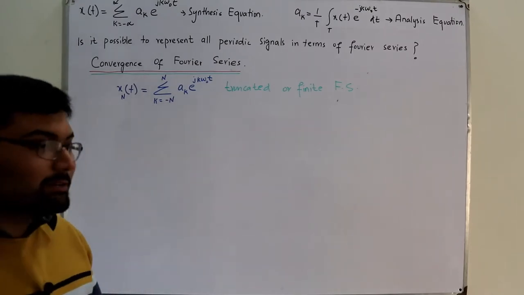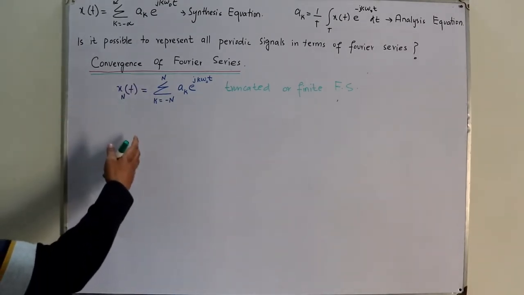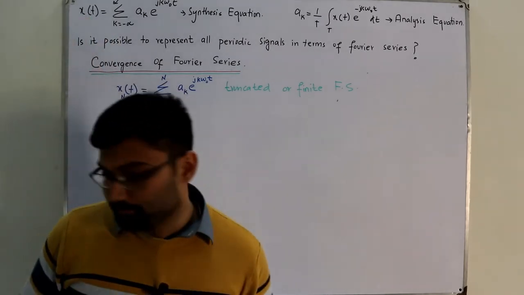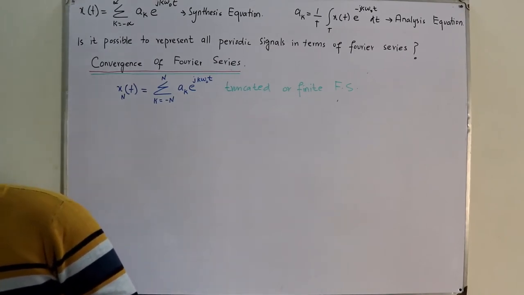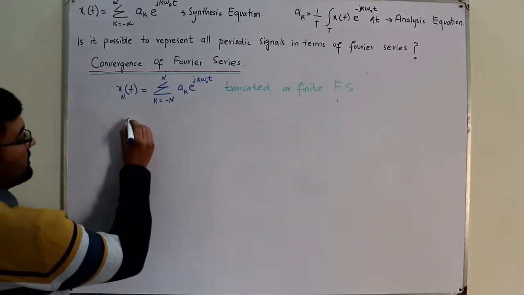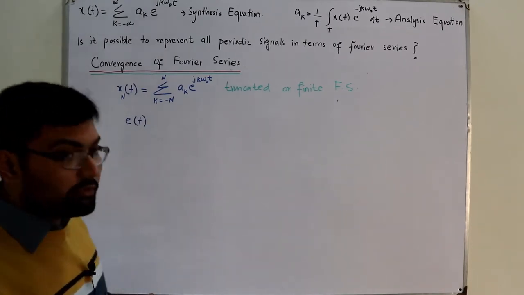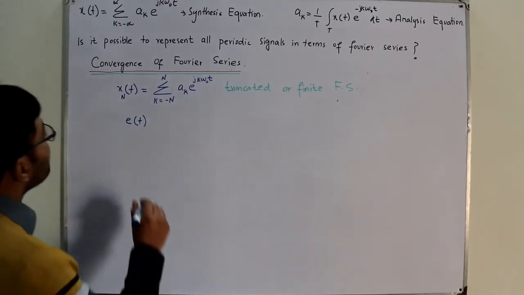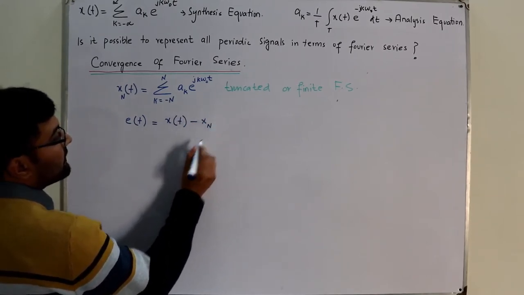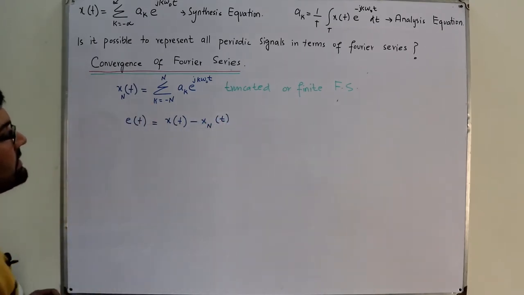Now this would be a less better approximation of the original signal than what we have been discussing for the infinite interval of time. If this is the truncated form and we are not including all the values of n, we could have some difference, some error, and let me represent it with an e of t. From the signal and system point of view, this would be an error signal. So the error signal would be the difference of the original signal, that is x of t, and the lesser approximation, that is xn of t.